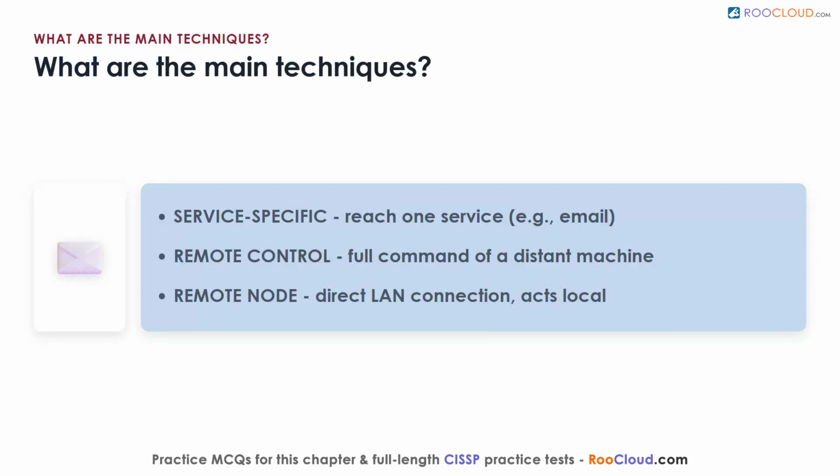What are the main remote access techniques? Think of three broad patterns. Service-specific access lets a user reach just one service remotely, such as email, and nothing more. Remote control access hands a user full command of a distant machine, as if its monitor and keyboard were right in front of them. Remote node operation is when the client makes a direct connection to the LAN over VPN, wireless, or dial-up, and behaves like any other machine on the network.